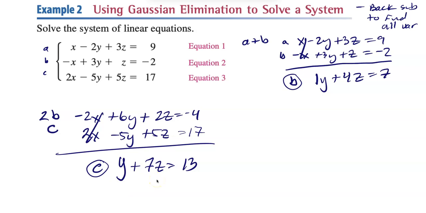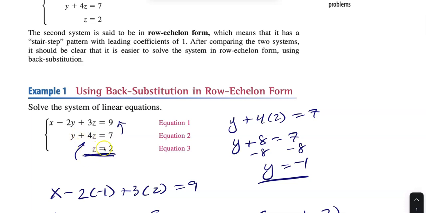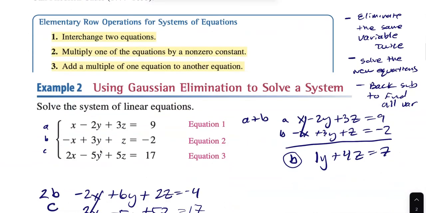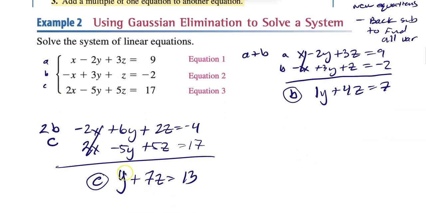But that's not Gauss. That's not row echelon form yet, right? It doesn't have two things. It only has one thing here. So this is where we get to my next step. My first step was eliminate the same variable twice. So you pick a variable. In this case, we picked x. We're going to eliminate it twice. So I eliminated it once, and then I eliminated it again using a different combination.